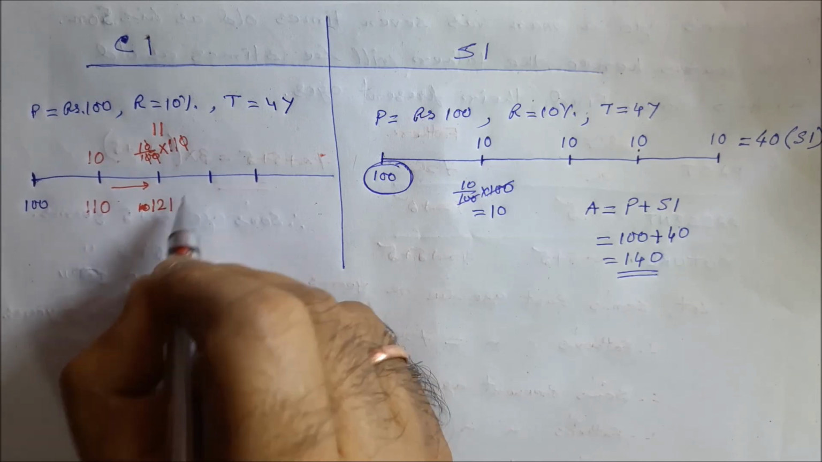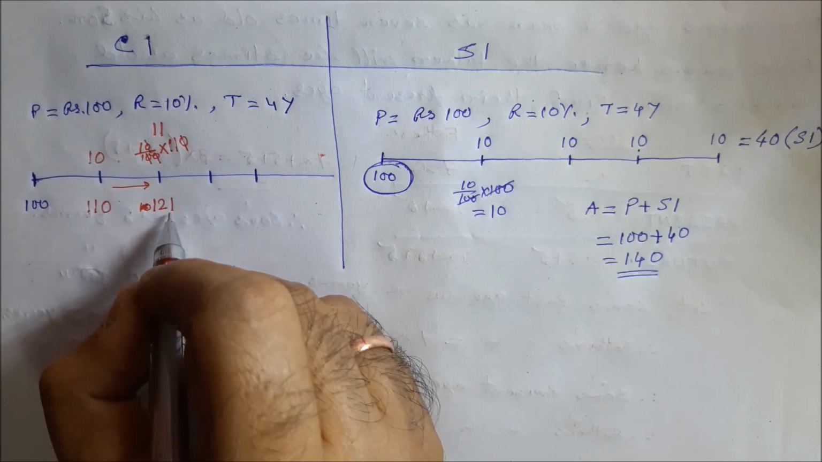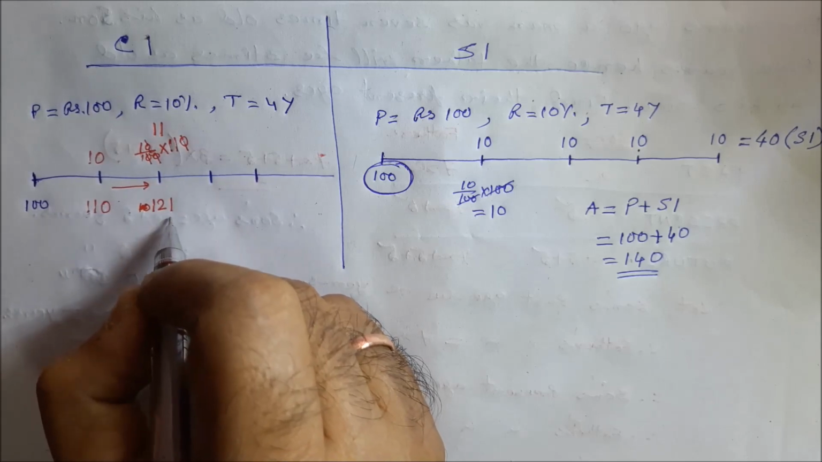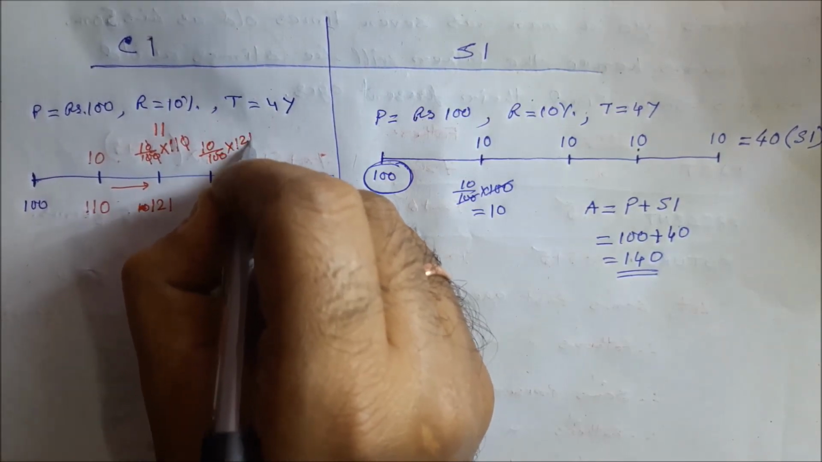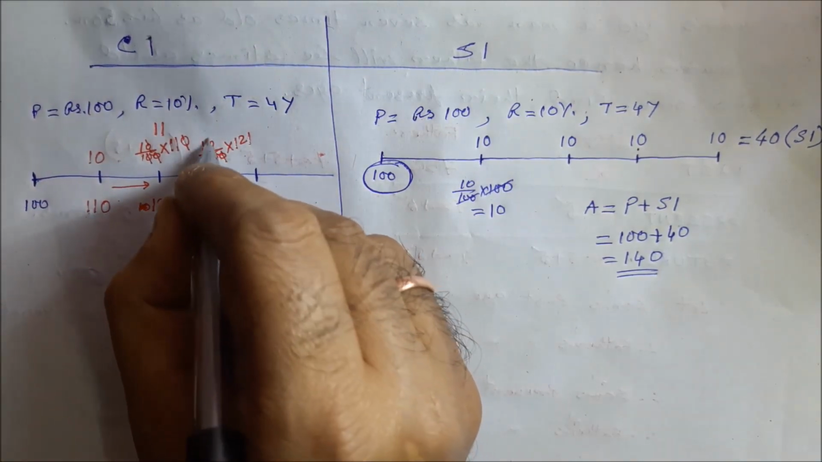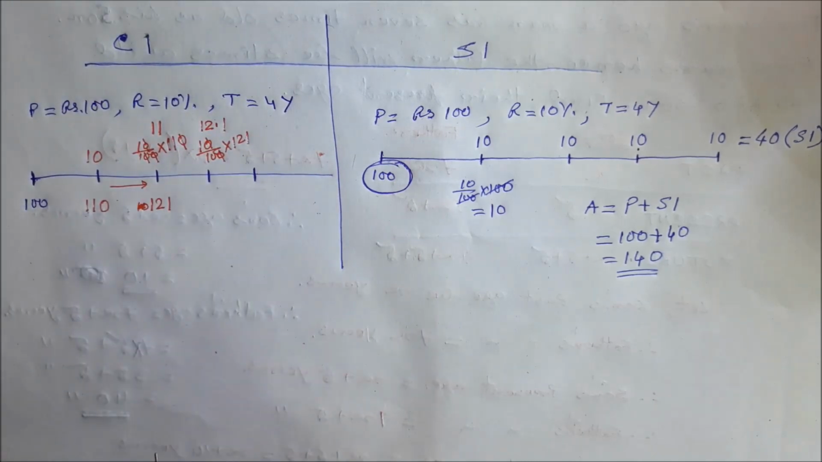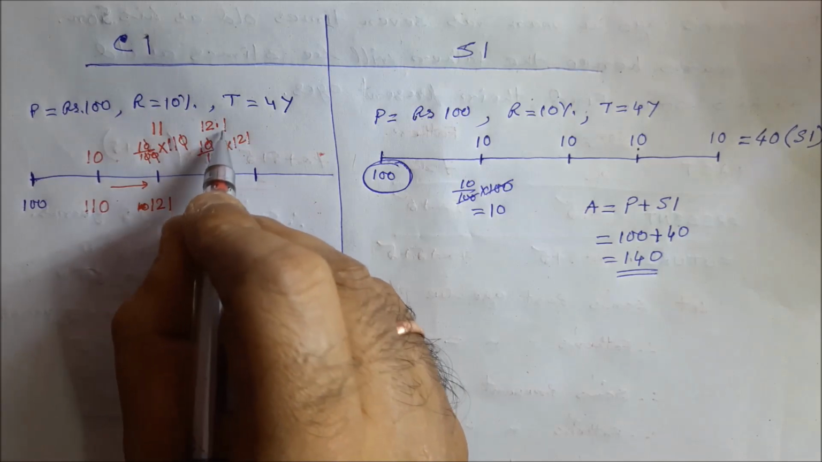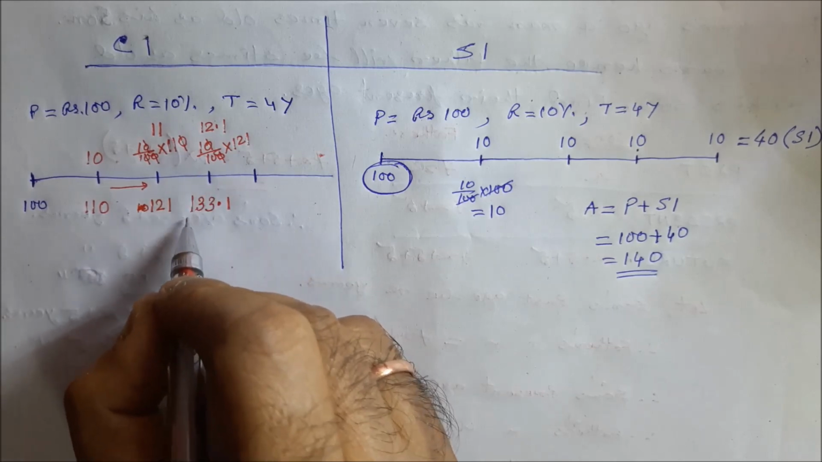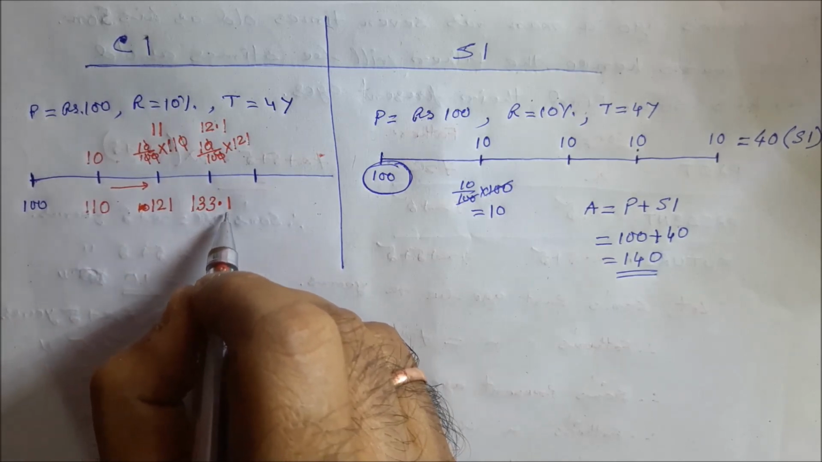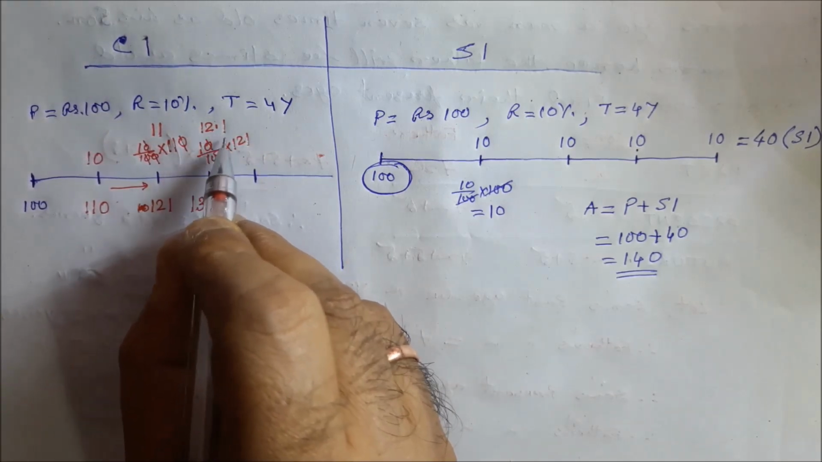So for the third year, 121 will be our principal, and 10% will be applicable on the principal 121. So again we have to calculate 10 by 100 multiplied by 121. So what will be the value? That is 12.1, isn't it? So let me write it down, 12.1. Now 12.1 has to be added to 121. So after third year, what will be our amount? That is 133.1.